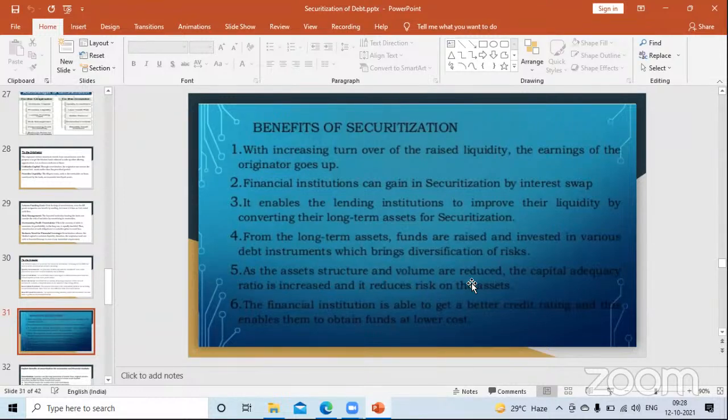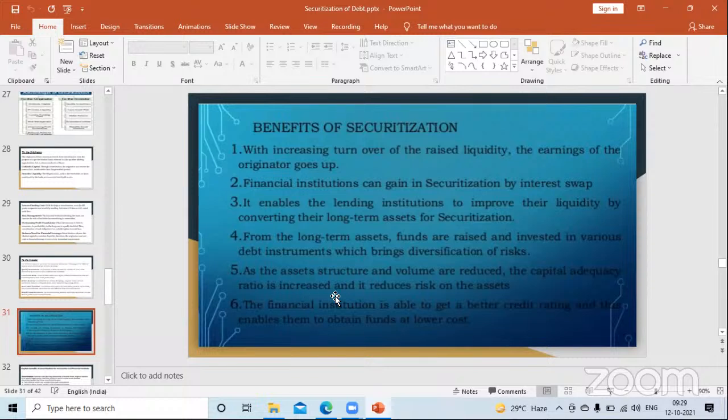As the asset structure and volume are reduced, asset structure will reduce, no? Assets are sold to the special purpose vehicle. Now in the balance sheet, such type of mortgage assets will not be reflected. Volume will be reduced. Therefore, capital adequacy ratio is increased. Why? Because I received cash, no? I received capital. So capital will be increased. And because of this, risk will be reduced on assets. Why? Because I sold these assets to the special purpose vehicle. Therefore, risk in my balance sheet will be reduced.